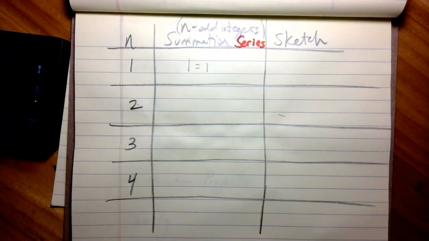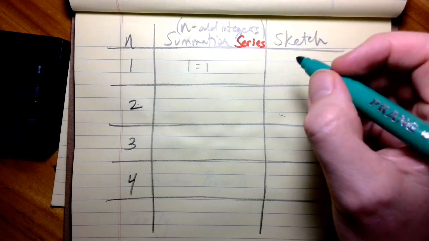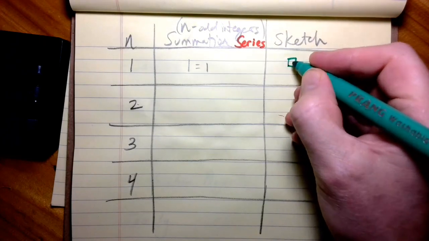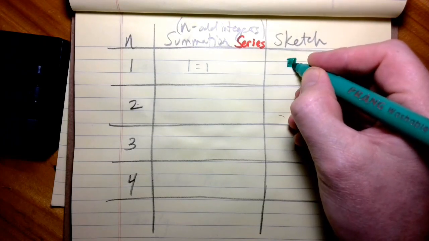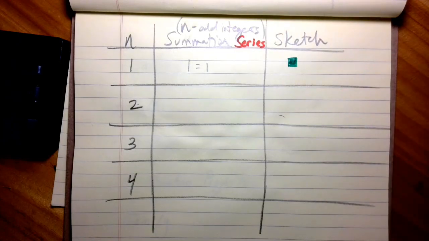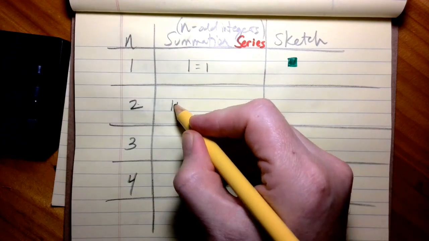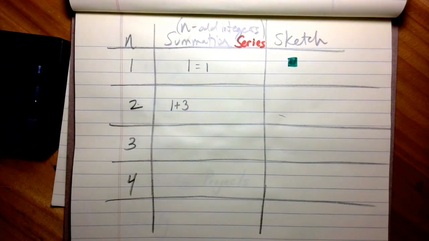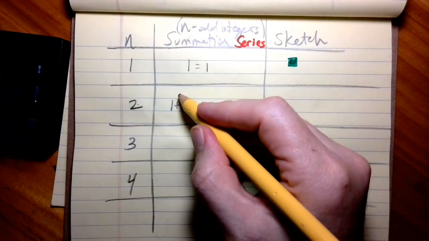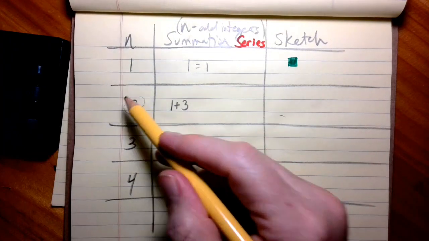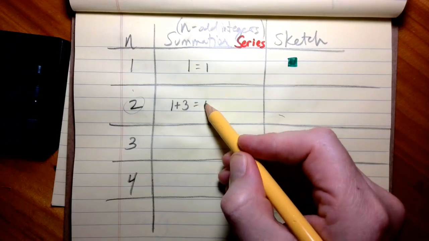Now the way I'd like to look at this as a sketch is just as a single block. One block. Nothing too exciting there, it's the first step. Okay, now the second step. We have 1 plus 3. Those are the first two odd integers. That adds up to 4.